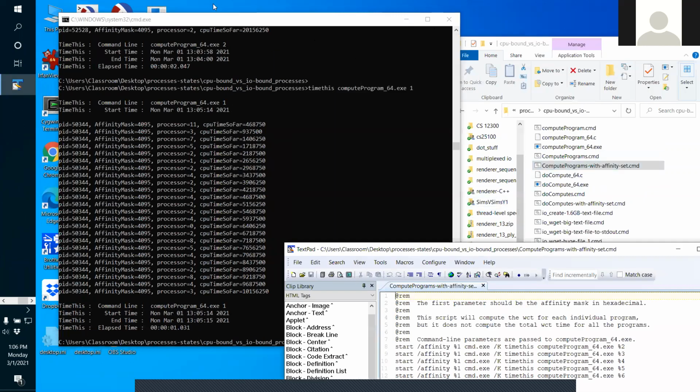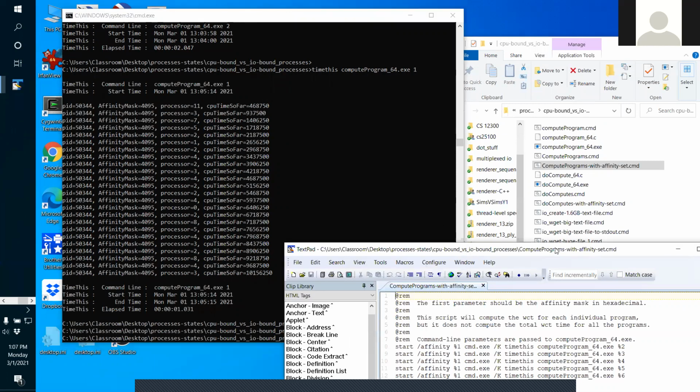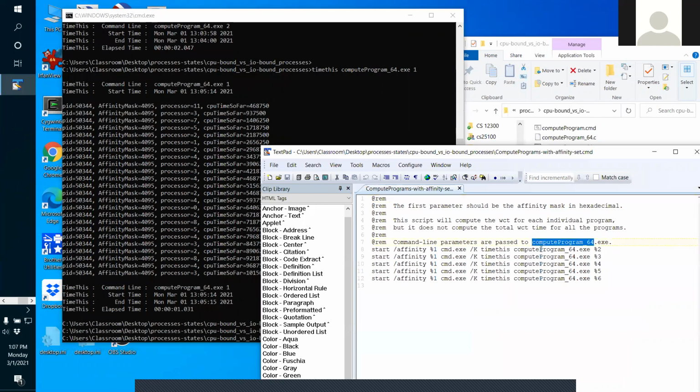So it's compute programs with affinity. You give it an affinity mask as a parameter, like the affinity mask 1. That means run on CPU 1. Then say run a 4-second job and another 4-second program. So run 2 copies of compute program. Parameter 1 is the affinity mask.